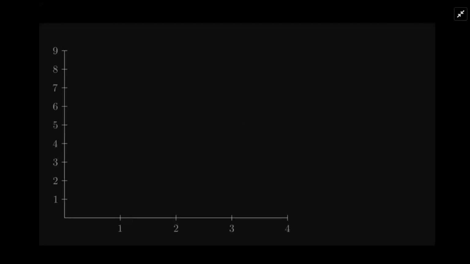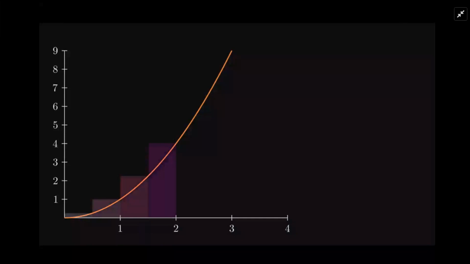Okay, let's take a look at our function. And I'm going to start by showing approximations. We can approximate the area by adding up the areas of these rectangles. Notice for the height of the rectangle, I'm using the right edge of the rectangle. Also notice that as we increase the number of rectangles, the number of divisions, the accuracy improves. We're getting closer and closer.